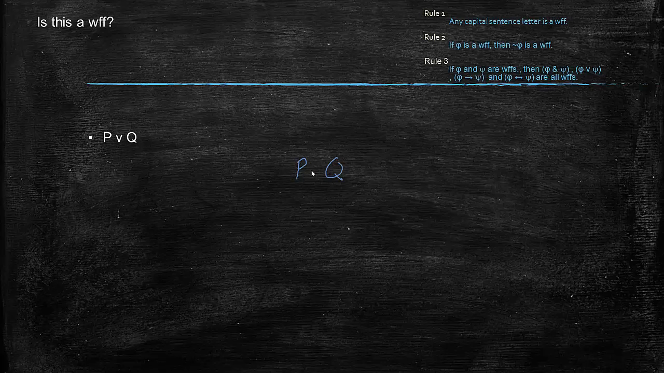Look, there's no rule that allows us just to write the arrow in the middle. You have to add these brackets by Rule 3. So, no, this is not a woof.